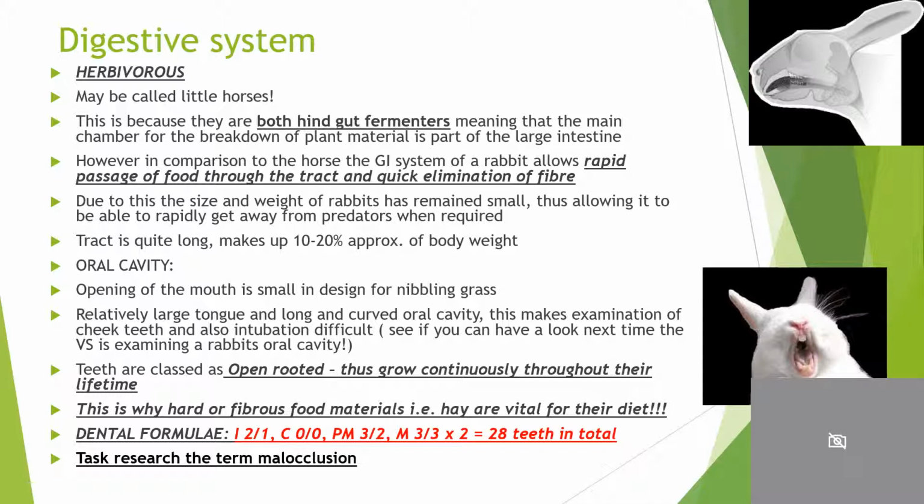The teeth are classed as open-rooted, thus they grow continuously throughout their lifetime. This is why hard or fibrous food materials, i.e. hay, is vital for their diet. You will see there the dental formula that I've underlined and popped into red for you. What I would like you to do is research the term malocclusion.